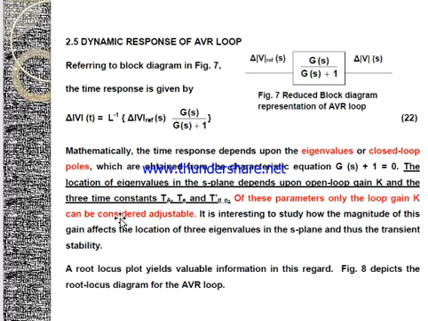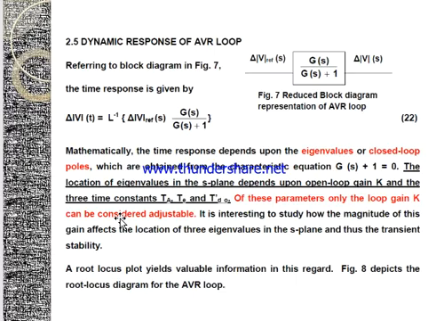While considering the dynamic response, the equation of delta V of t is given by the inverse Laplace transform of delta V reference of s into G(s) by G(s) plus 1. Mathematically, the time response depends upon the eigenvalues or closed loop poles, which are obtained from the characteristic equation, the denominator of the closed loop transfer function, which is 1 plus G(s) equal to 0. The location of the eigenvalues in the s plane depends upon the open loop gain and the three time constants Ta, Te and Td0'. Of these parameters, only the loop gain can be considered adjustable.